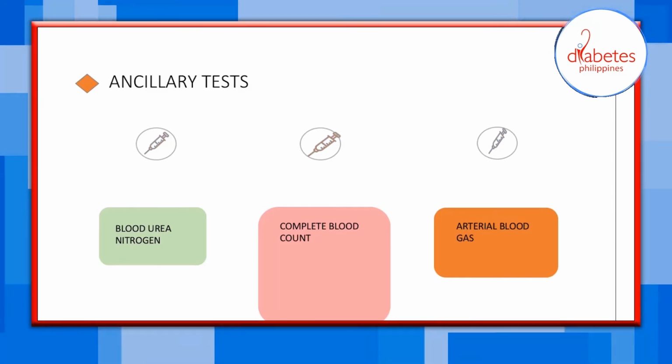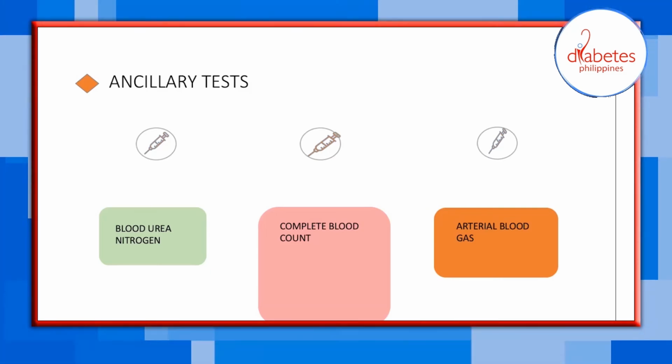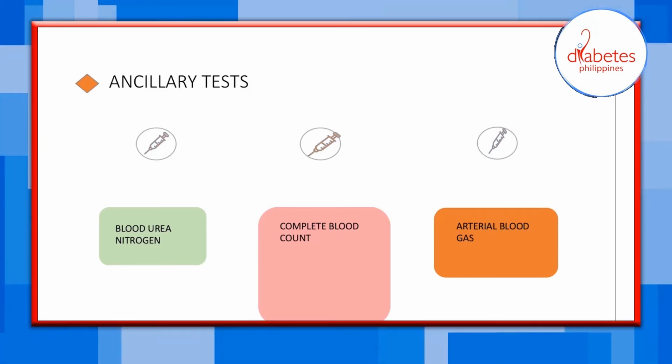And also your acidosis for your blood gas. So impaired hydrogen excretion due to decreased ability to produce ammonia is seen with worsening renal function.